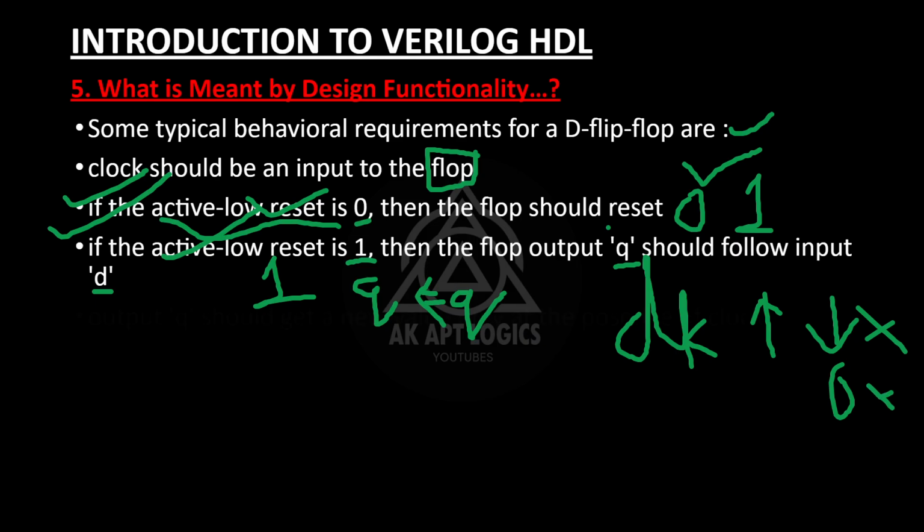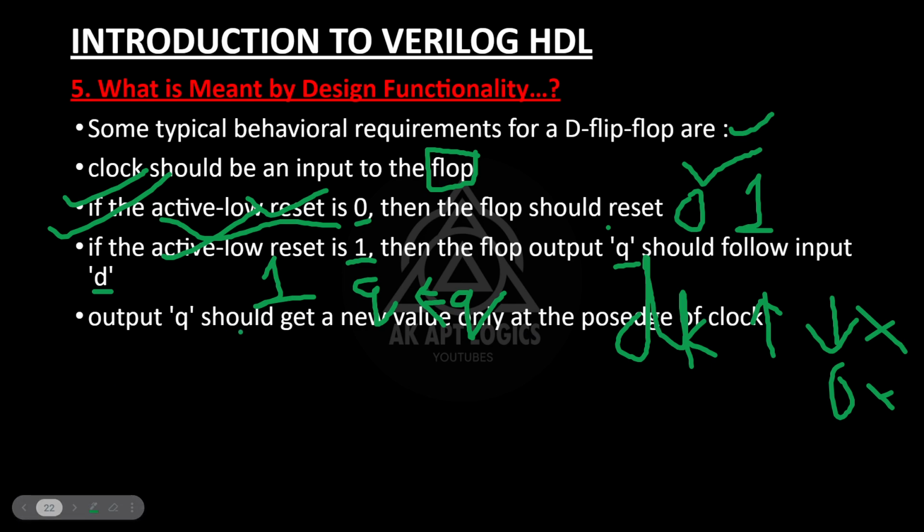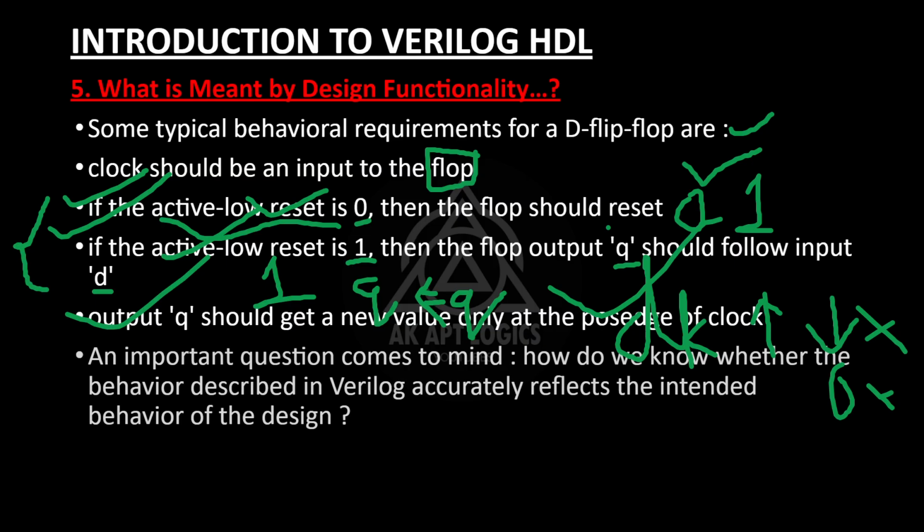So if you're going to see the experiment, the output Q should get a new value only at the passage, only at the passage, not at the negate. Okay, so this is also a functionality, a design functionality. So we are going to consider all these 3 points and write a design code for the D flip flop.